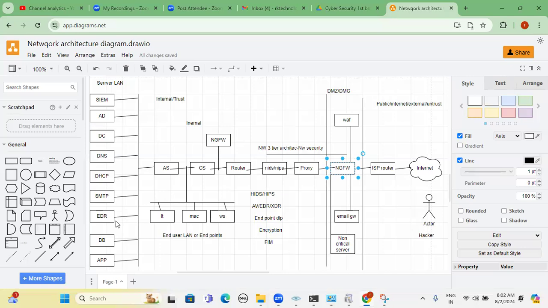What is the frequency of the servers? We have to scan it. So that is vulnerability management or vulnerability assessment.